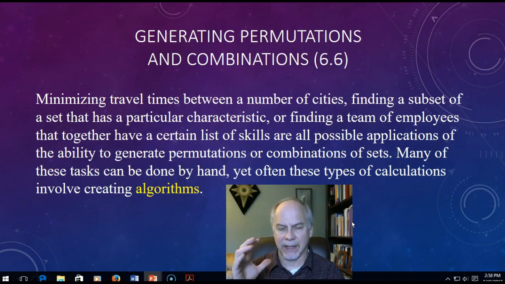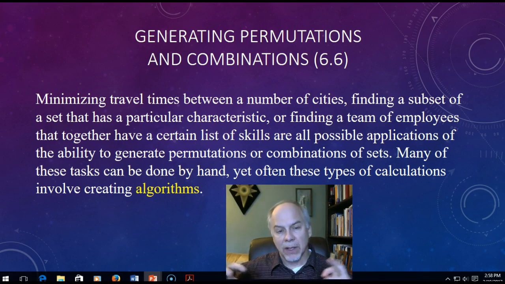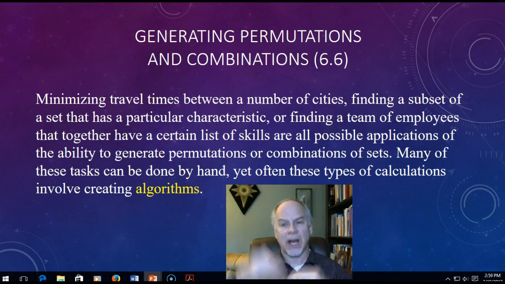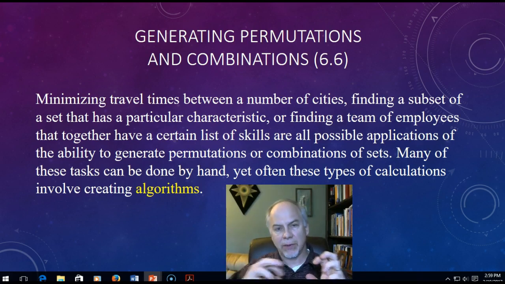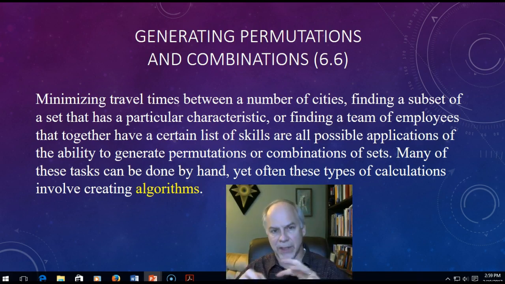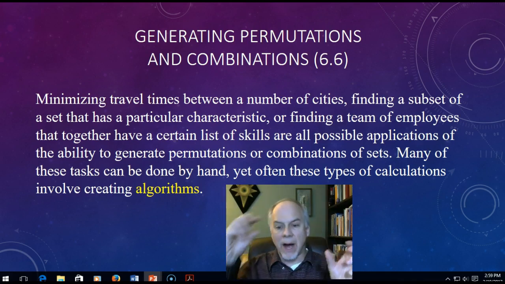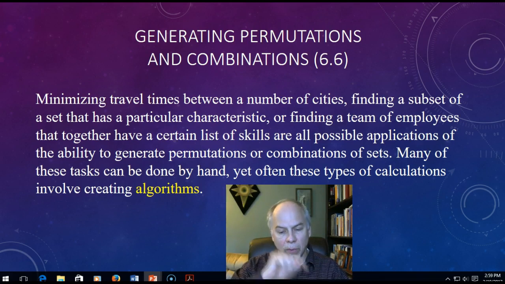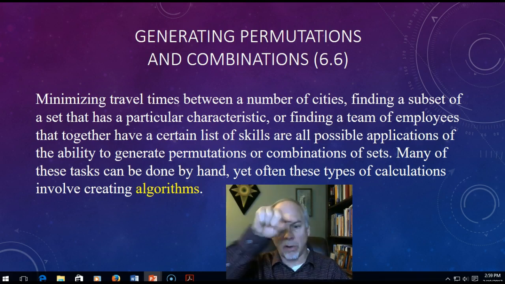Section 6.6 is called generating permutations and combinations. That means how do we create the different arrangements or combinations that would be in a situation. Think about what's generally called the traveling salesman problem. This means that if you have a number of cities that a salesman has to visit, and the travel times to travel between the cities, what would be the best pathway to minimize the travel time to get from the beginning point to all those cities and then back to the beginning point?